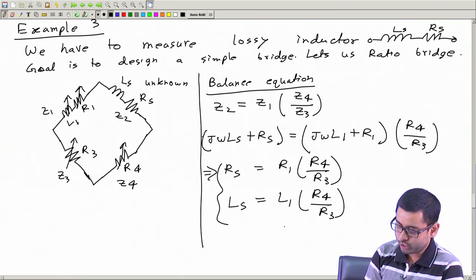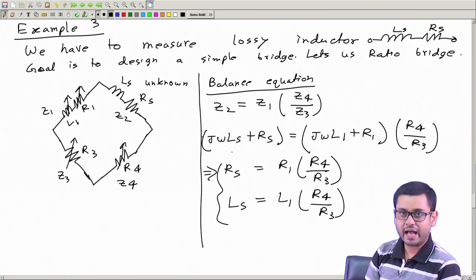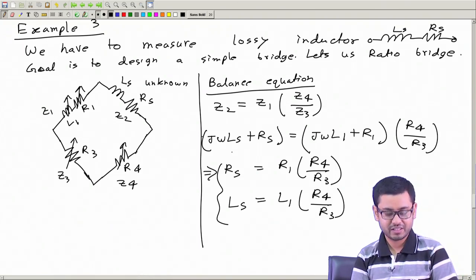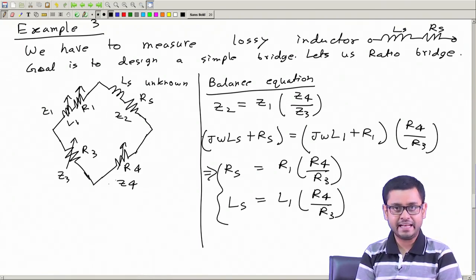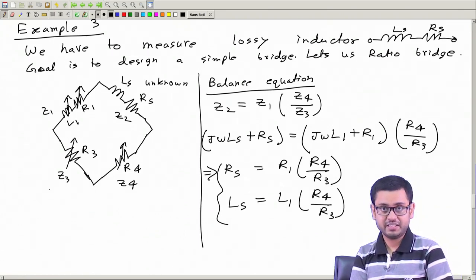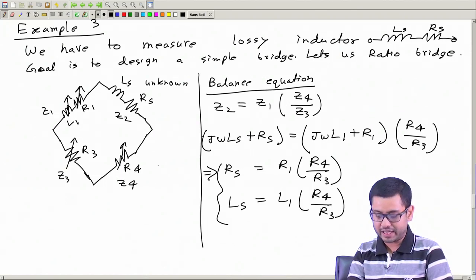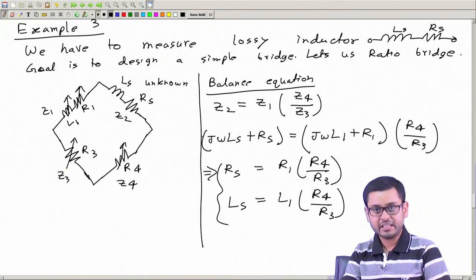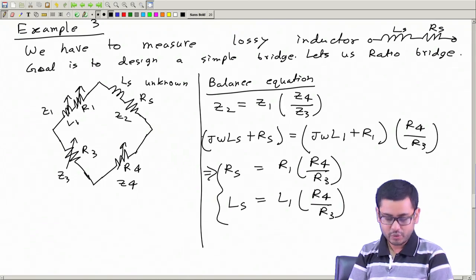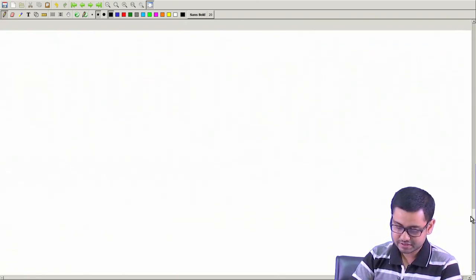So you see, it took me just 2 lines to write and derive the balance equation, because I have designed the bridge in a simple way. So once again, the point is to design the bridge in a simple way so that the balance equation becomes easy to derive. I can just look at the bridge and sometimes write the balance equation in one line. Okay. Now let's take a last example in this class.